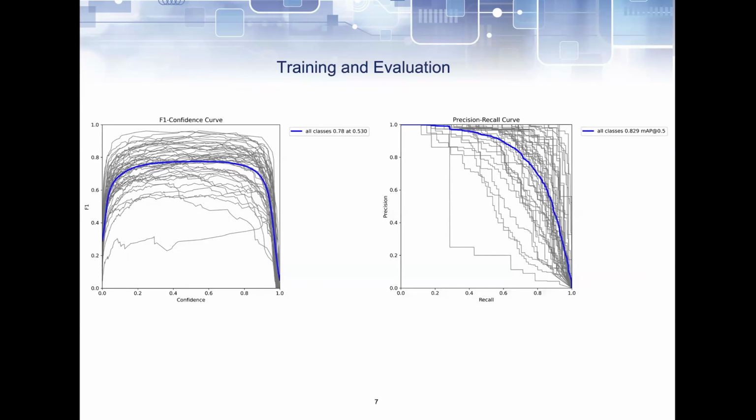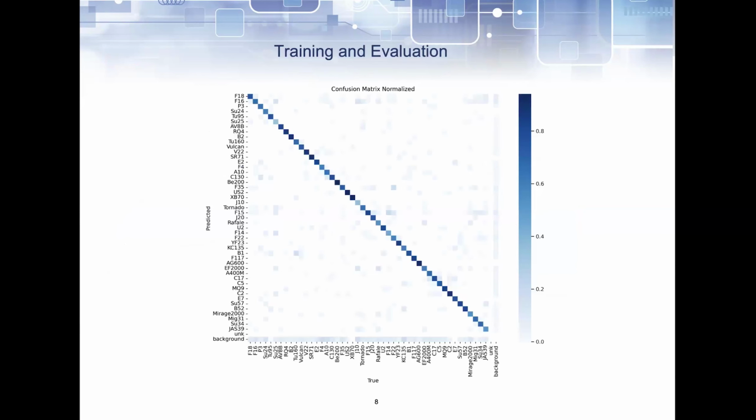Here's just a couple of quick visualizations on some of the results. To the left, you can see the F1 confidence curve, which is like a mix of precision and recall. And then to the right, you also have a precision and recall curve. And you can see the 0.83 mean average precision at 0.5. Here's a quick visualization of the confusion matrix if you're interested in looking deeper at the results. I won't get into it too much, but I added it in this slide.